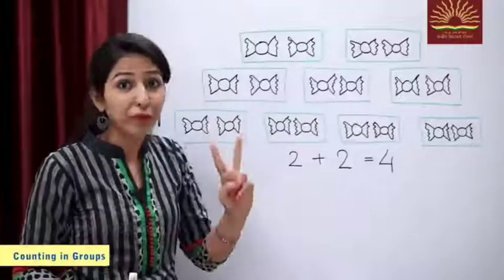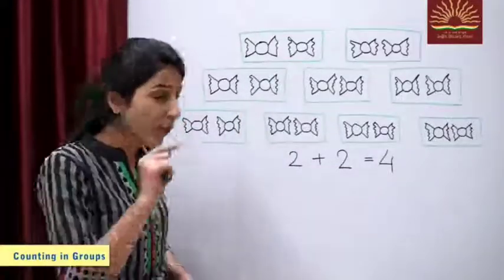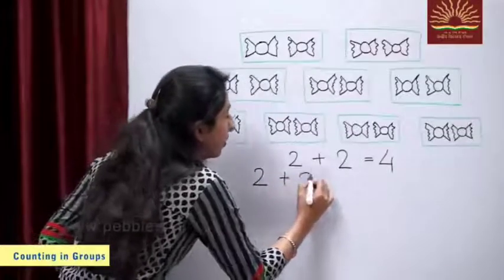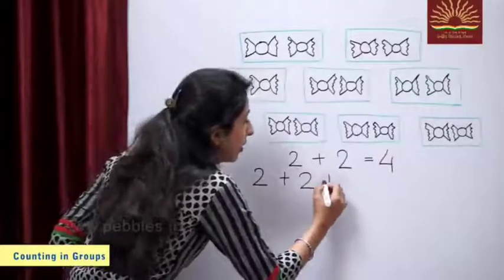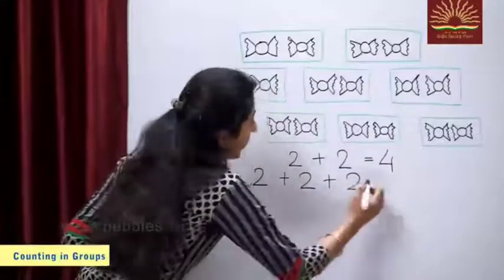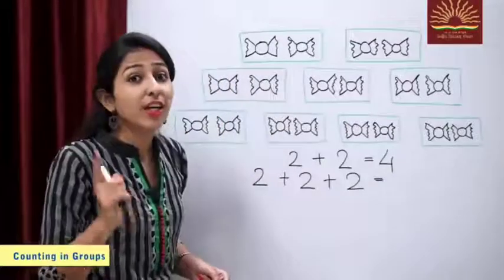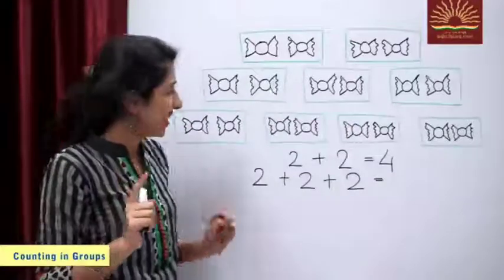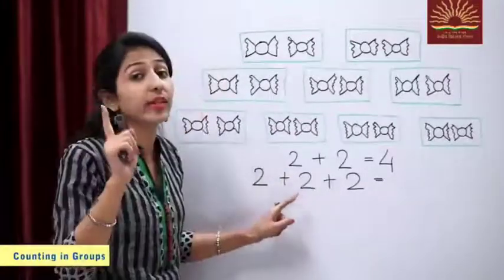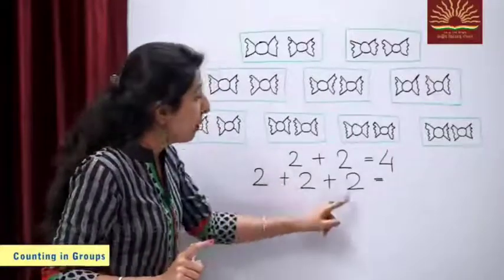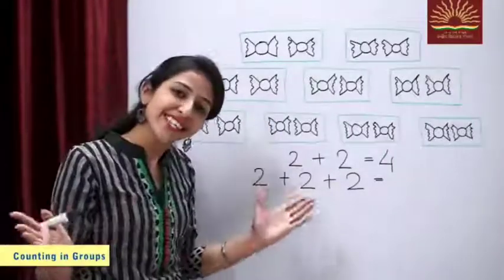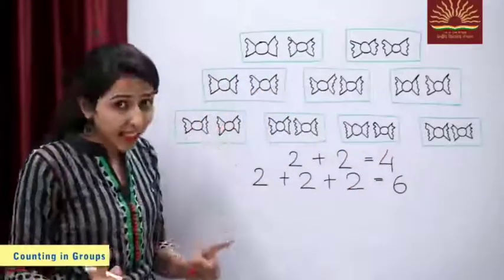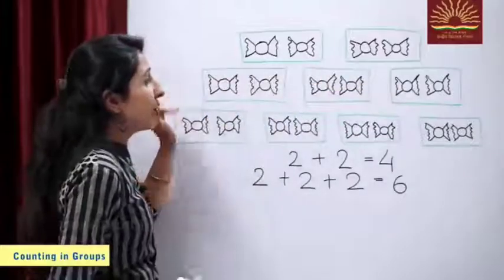3 pairs of 2 chocolates each. So, 2 plus 2 plus 2 is equal to how much? Students, count and tell me. 2 plus 2 is equal to 4 and 4 plus 2 is equal to 6. There are total 6 chocolates in the second row.